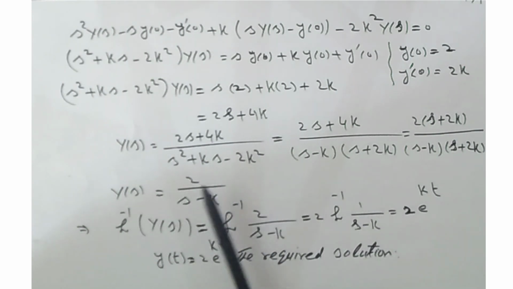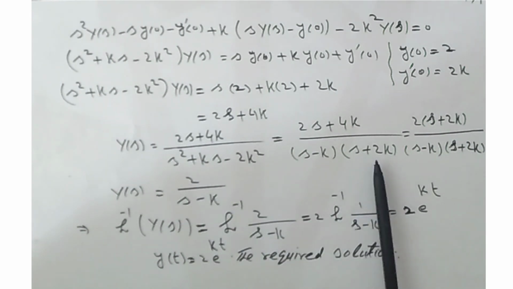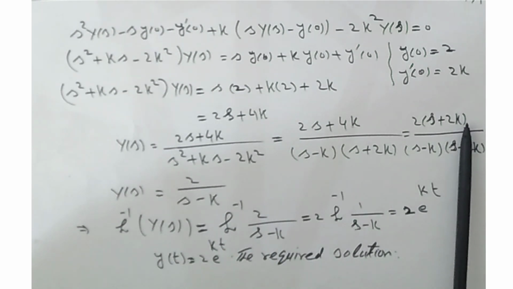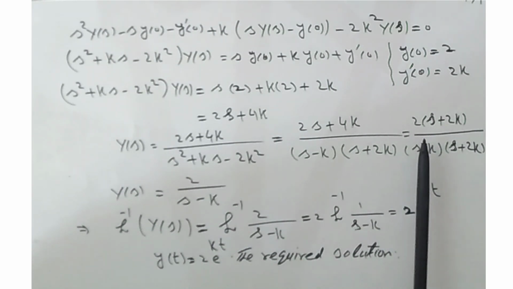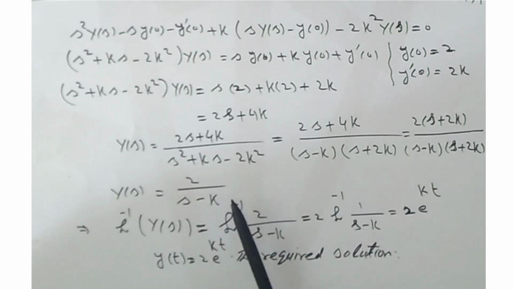The factorization of this term is (s - k)(s + 2k), so this is 2(s + 2k) / ((s - k)(s + 2k)). So this term will cancel, and Y(s) = 2 / (s - k). Taking the inverse Laplace on both sides, this becomes L⁻¹{2 / (s - k)}, which is 2 L⁻¹{1 / (s - k)}. By using the formula, this is 2 e^(kt). So L⁻¹{Y(s)} = y(t) = 2 e^(kt), the required solution of the equation.